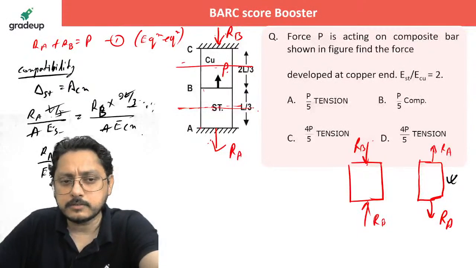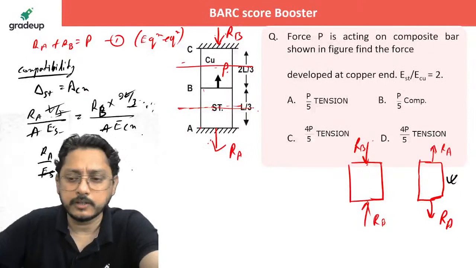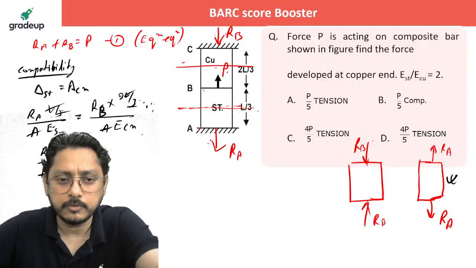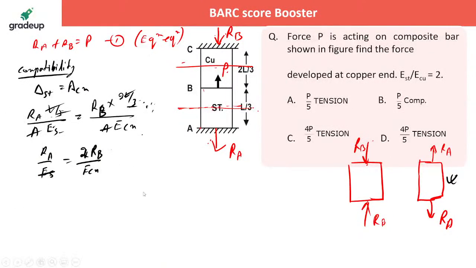Now ES, if you send it from here to here, is it visible to all of you? If you send that ES to the other side, this ES also you should send to the other side, E of steel. So ES by ECU is how much? ES by ECU is nothing but 2. So RA is nothing but 4 of RB. R is 4 of RB, now clear, no? All clear. Put it there, R equal to 4 times RB.